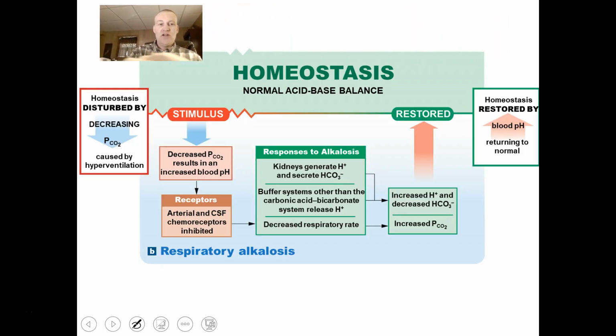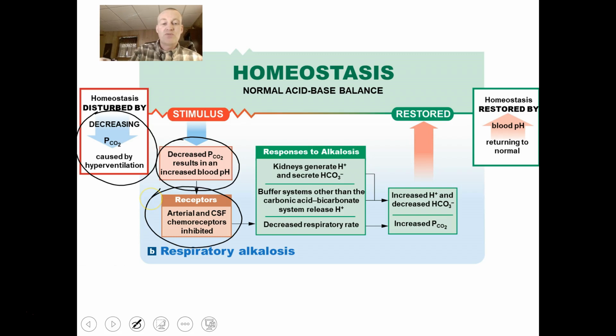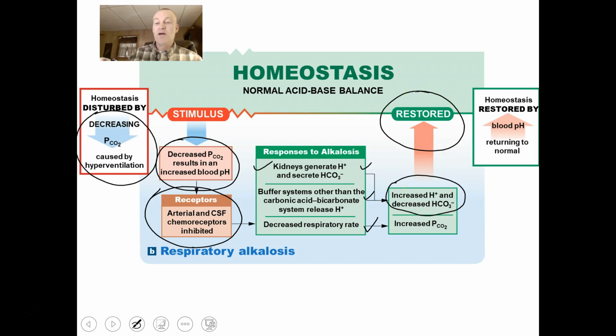Okay, so during respiratory alkalosis, where you have a decrease in the partial pressure of carbon dioxide in the blood, that will increase the blood pH because less carbonic acid is going to be formed. We have receptors that can sense that information. That will decrease our respiratory rate so that we can increase the amount of carbon dioxide in the blood. Other buffering systems and the kidneys will aid in this process. The kidneys and buffering systems will increase the hydrogen ion concentration and decrease the bicarbonate concentration. This will restore things back to balance.